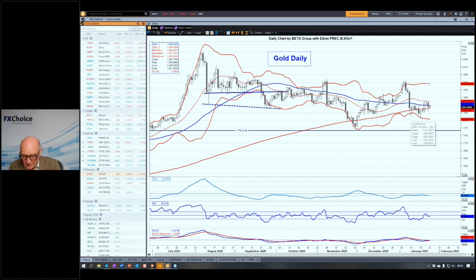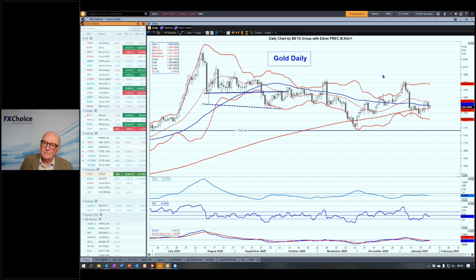There is resistance at 1880, support at 1810, but that's all happening inside a bigger consolidation, with resistance which has generally a slightly downward bias towards it. So this is not as exciting as I would have thought it should have been, given the background of the weaker dollar.